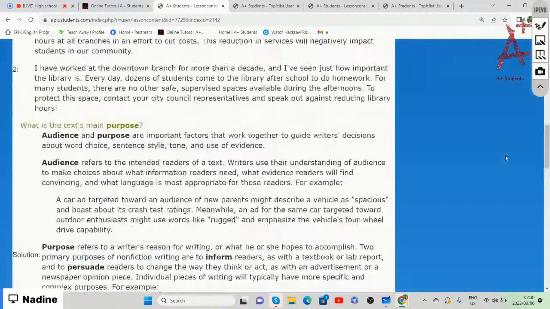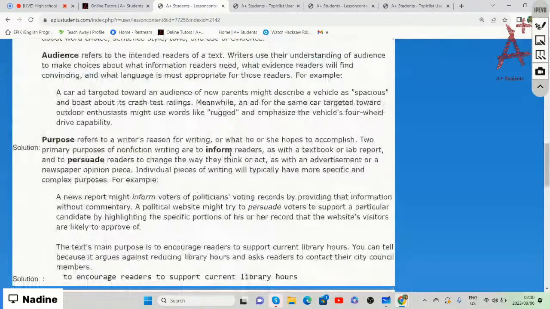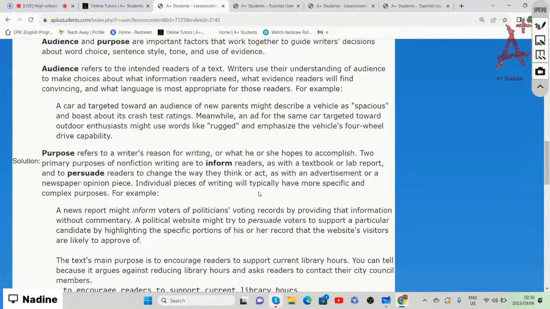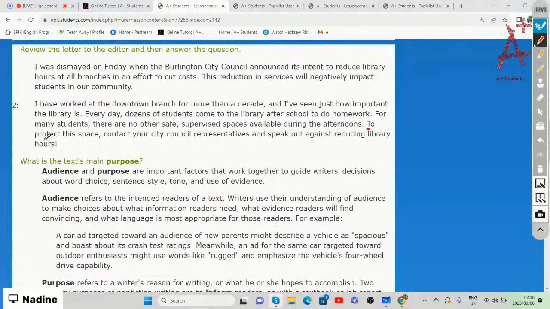And we can also tell that by the way it argues against reducing library hours and asks readers to contact the city council members. In the last sentence, it says, to protect the space, contact your city council representative and speak out against reducing library hours, meaning that the writer who wrote to the council is also appealing to people to protect the space, protect the library, by also speaking out.